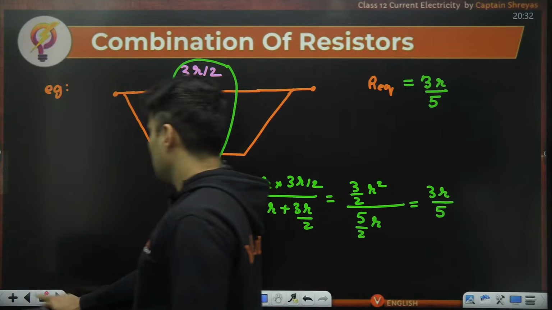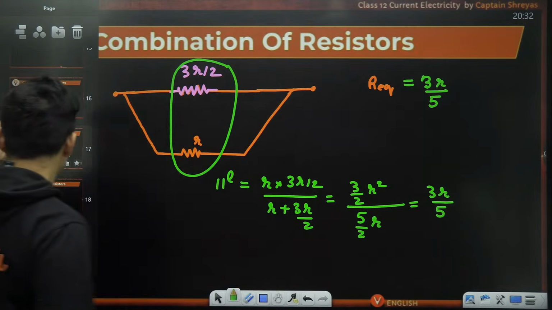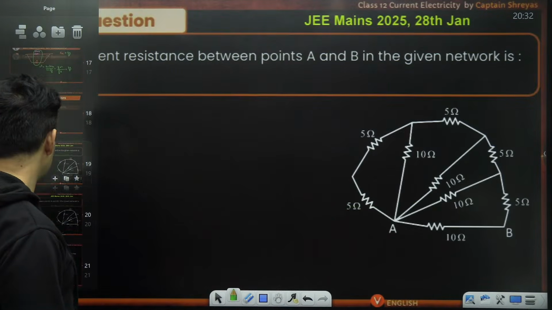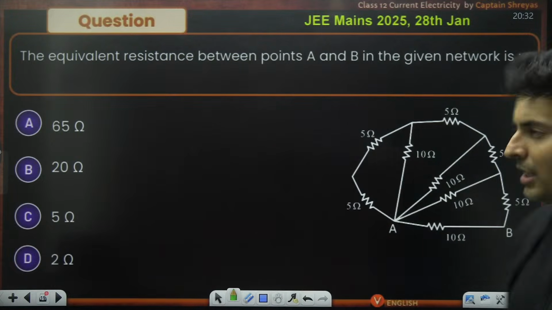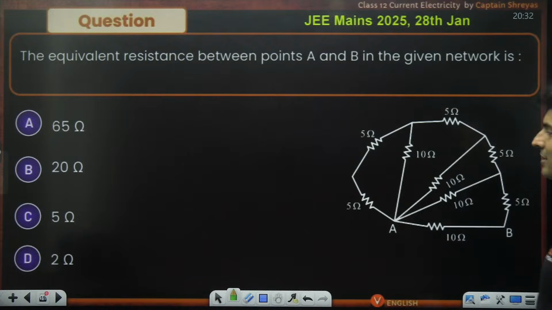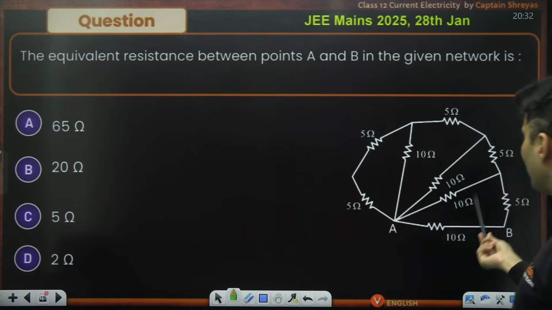Very nice. Great. So let's do some questions coming up on your screen. And here it comes, the first previous year question on your screen. It looks like a complex problem, but actually it's simple. The equivalent resistance between A and B in this given diagram is.